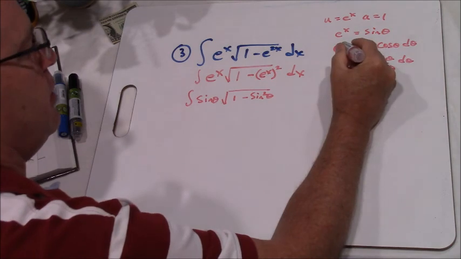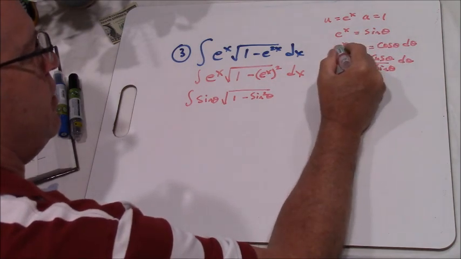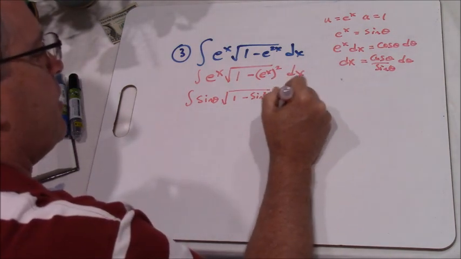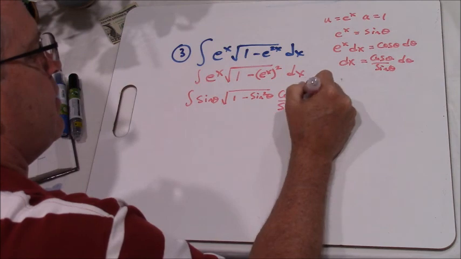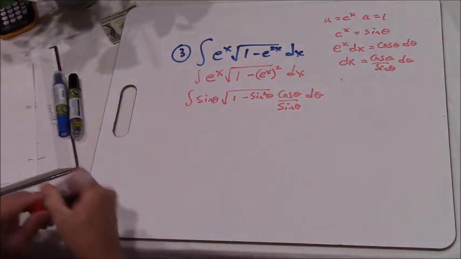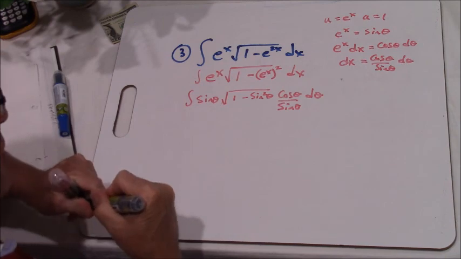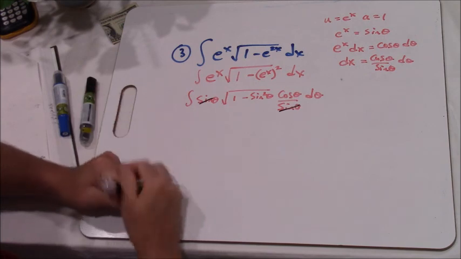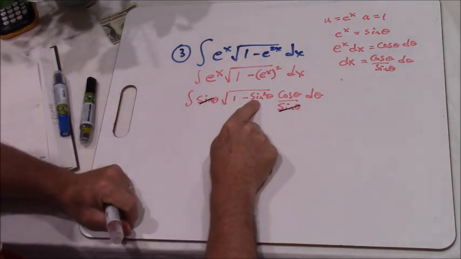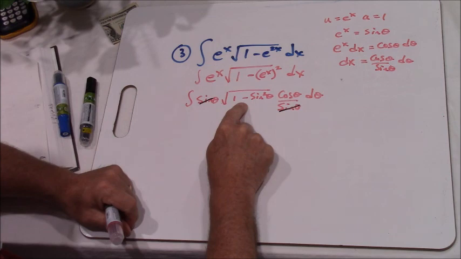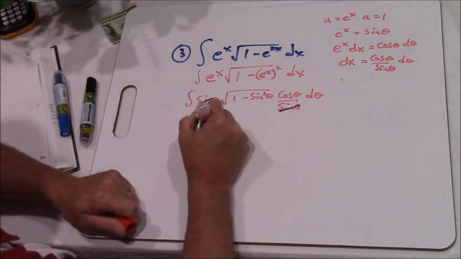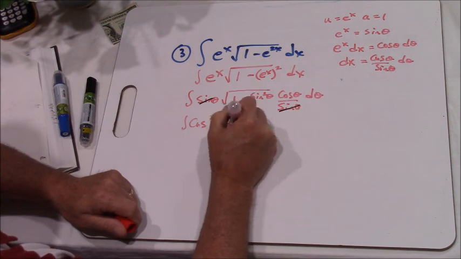Does that make sense? e to the x is equal to a sine theta, so I've got to move that over and divide. Okay, so I've got a cosine theta over sine theta d theta. I chose not to write that as a cotangent because I saw that that sine would cancel with this sine. And so, 1 minus a sine squared theta would be a cosine squared theta. The square root of that is a cosine, times a cosine. And so what I get is a cosine squared theta d theta.